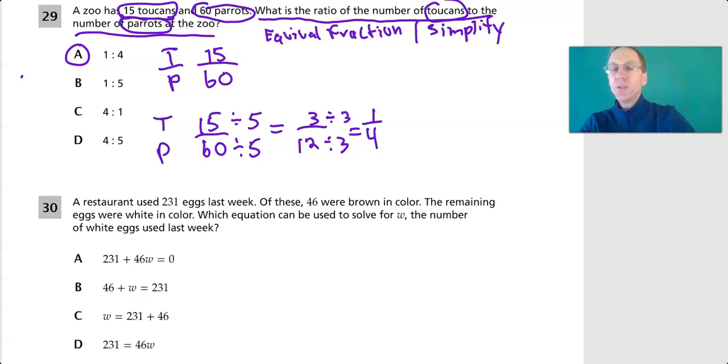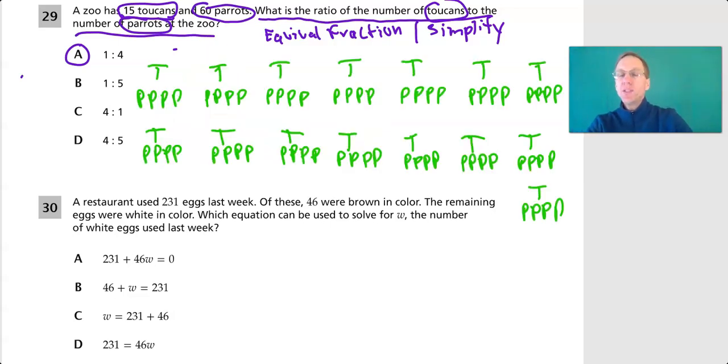So I kind of want to show you what that means. Why is it 1 to 4, how does that work? I'm gonna pause this real fast, and then I'm gonna sketch out 15 toucans to 60 parrots and show you what that looks like. It helps to visualize this. They're saying 15 toucans and 60 parrots. What's the ratio? We found out the ratio was 1 to 4.